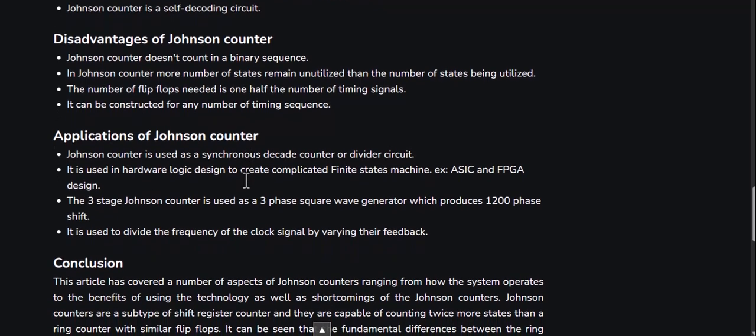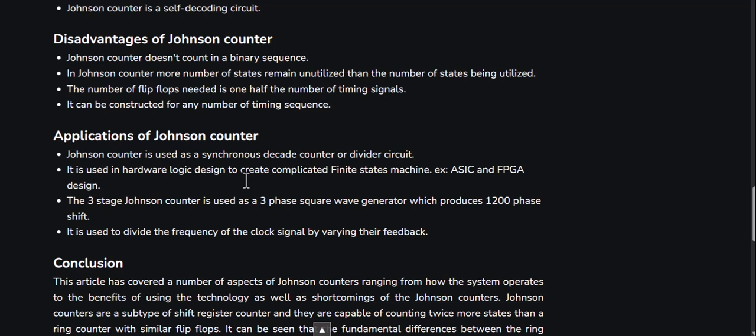Applications. It's used as a synchronous decade counter or a divider circuit. It's used in hardware logic design to create complicated finite state machines, such as in a field programmable gate array design. So in the class I dropped this semester, that's where you do more work with finite state machines. It could be used as a three-phase square wave generator. It is used to divide the frequency of the clock signal by varying their feedback. Okay, so those are some applications for it.